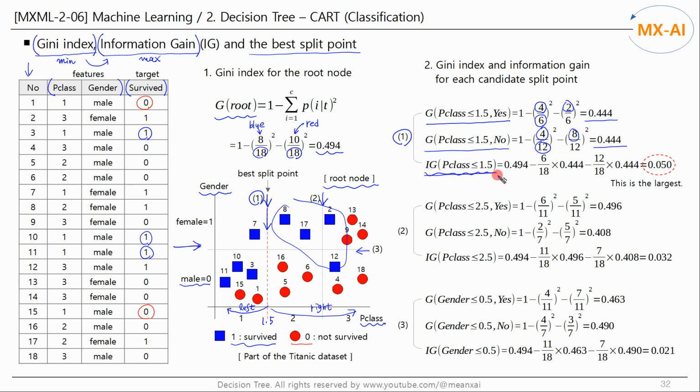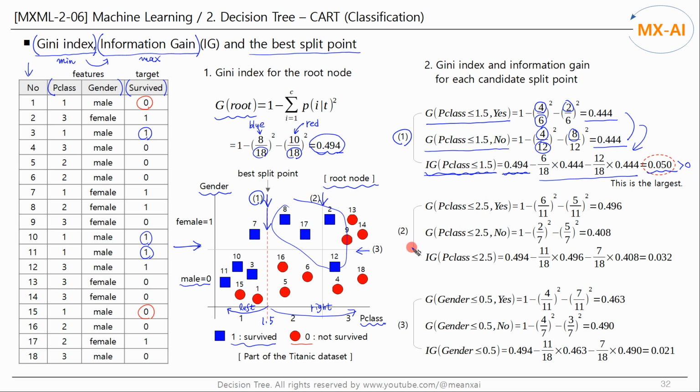Next, we calculate the information gain for this split. Information gain is the difference between the Gini index before the split and the weighted Gini index after the split. The Gini index of the root node is 0.494, and the weighted Gini index of the child nodes is as follows. Calculating this yields an information gain score of 0.050 for this split. Since this value is greater than 0, it is better to split the root node than to leave it unsplit.